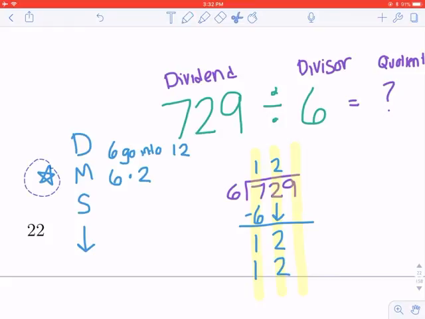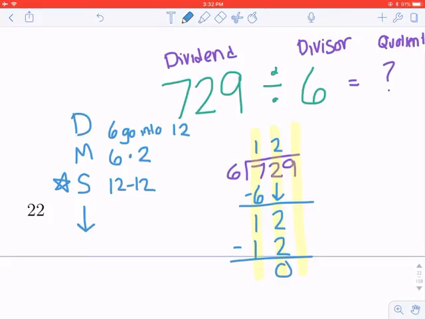Now I'm ready for the subtraction step. 12 minus 12 is 0. And I'm still not done though, because I still have the 9, the third column I haven't even touched yet. So now I'm going to do bring down, and I'm going to bring down the 9 to right there. And here we go again. Back to division.